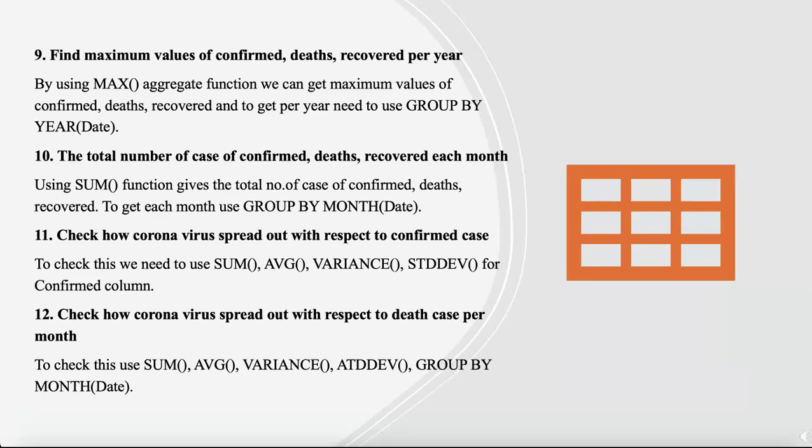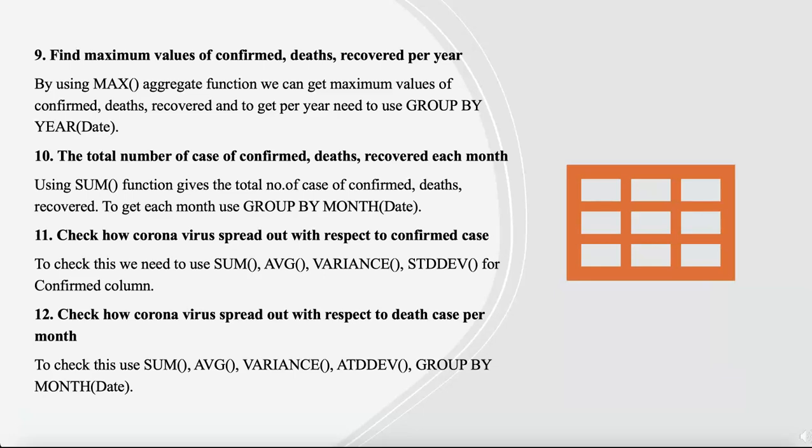And next, coming to the 11th question, check how coronavirus spread out with respect to confirmed case. So we have to find with respect to the confirmed case, that means confirmed column only. To check this, we need to use sum, average, variance, and standard deviation functions. After finding all this, we can get coronavirus spread out with respect to that confirmed column.